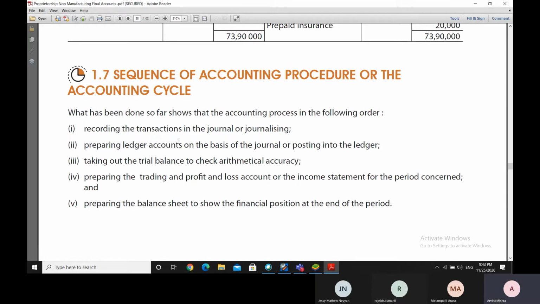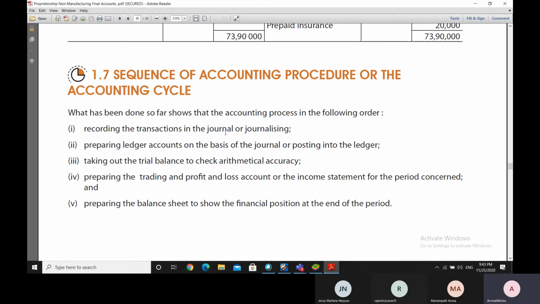For example, sale is entered into the sale book, purchase is entered into the purchase book, and similarly, in the various journals that we have, the transactions get recorded.